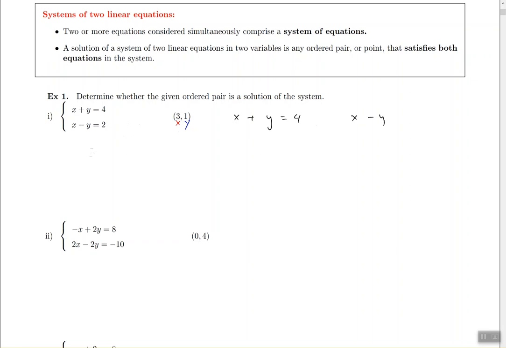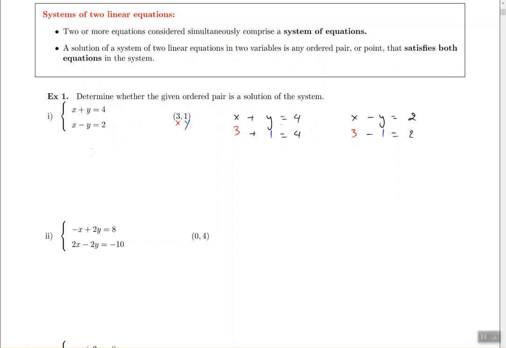So what you're going to do is test it out by plugging the numbers into each of the equations. So we have two equations. We're going to plug the x into the first equation, and we're going to plug it again into the second equation. We're going to do the same thing with the y. We're going to plug it into the first equation and again into the second equation. And what we're hoping to see is that both equations end up being true.